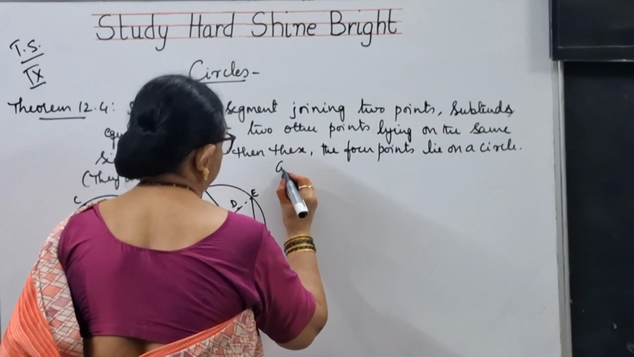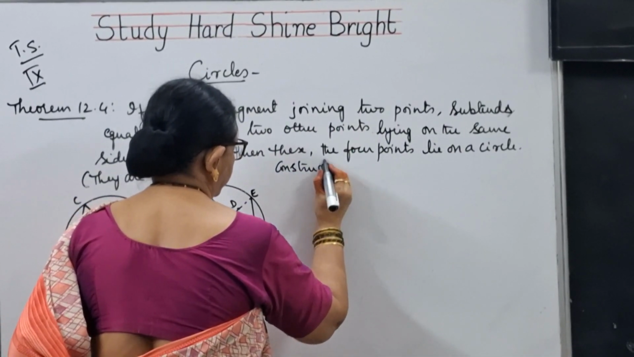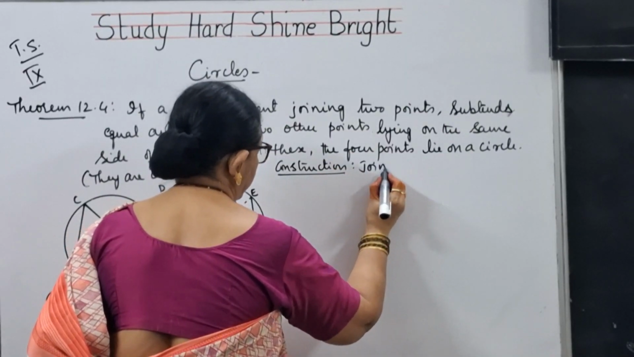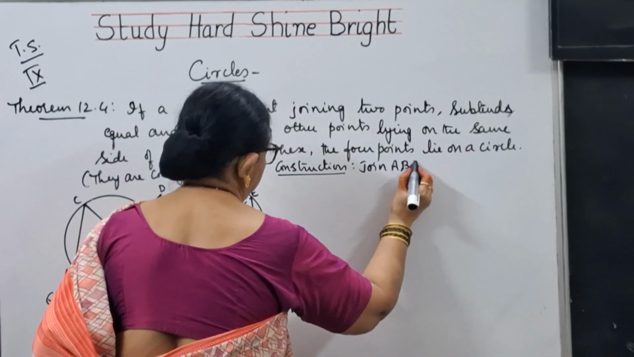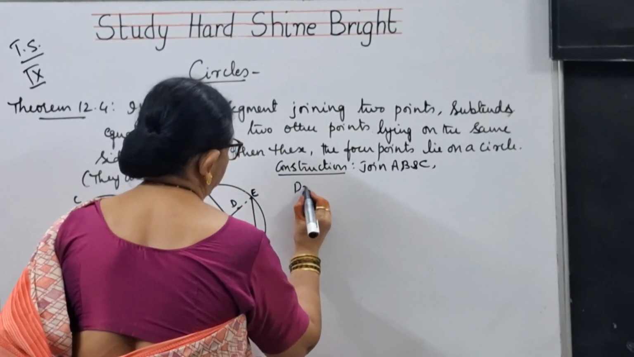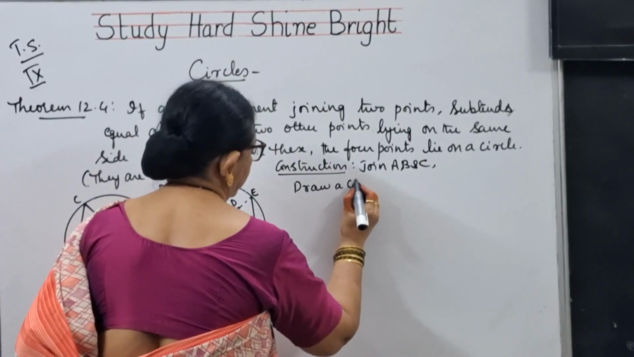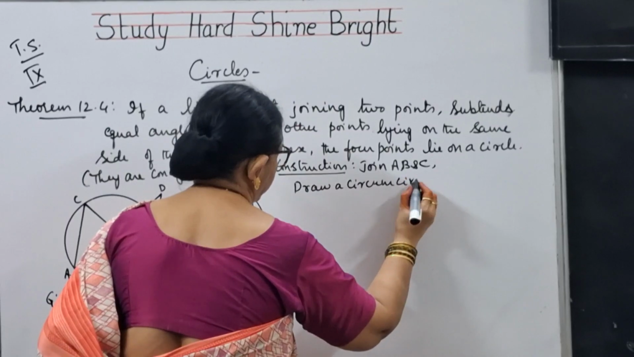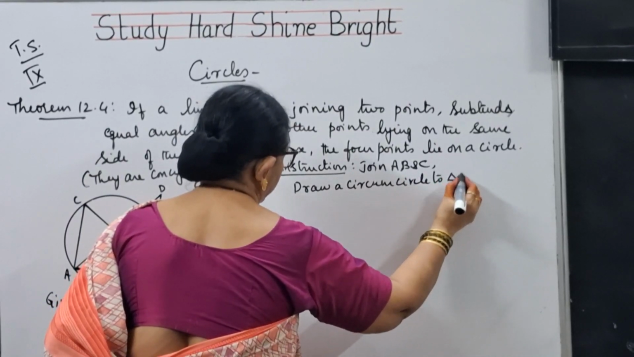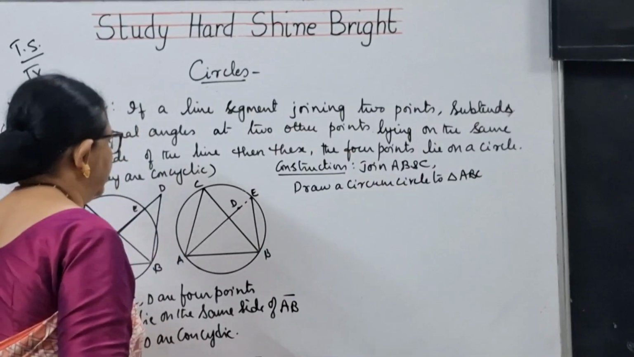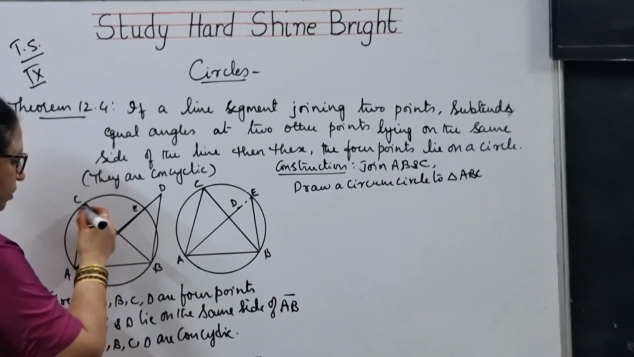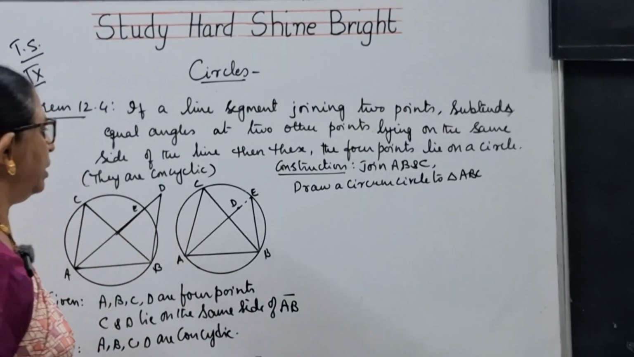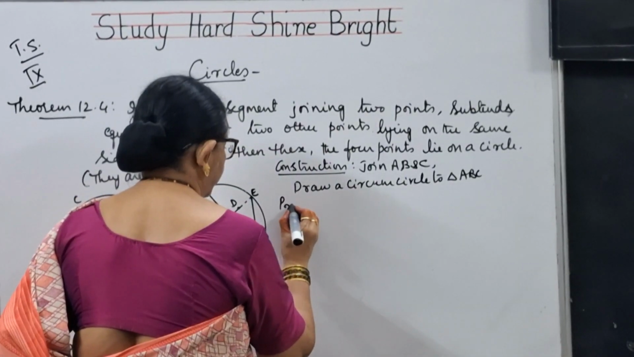So here you have a construction. What is the construction? Join A, B and C, draw a circle to triangle ABC. See, when you join ABC, you are getting a triangle. For that, you have to draw a circumcircle. Already we have learned how it has to be drawn. Now, let us see the proof.